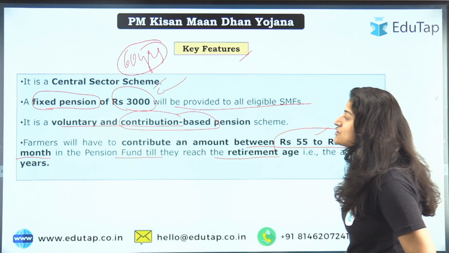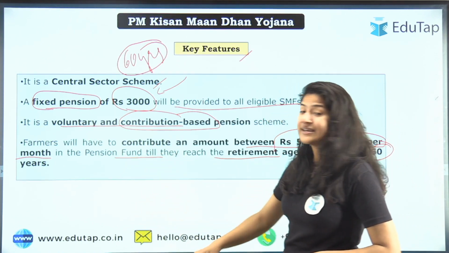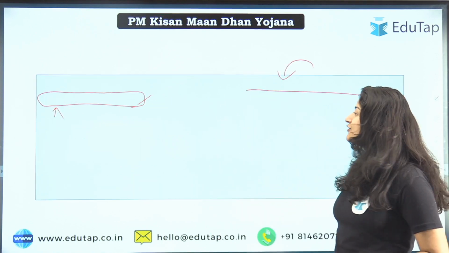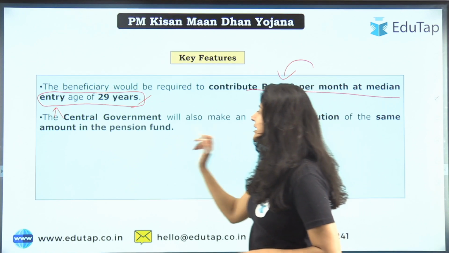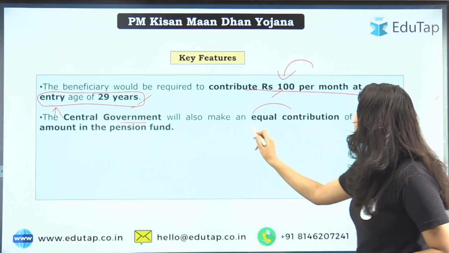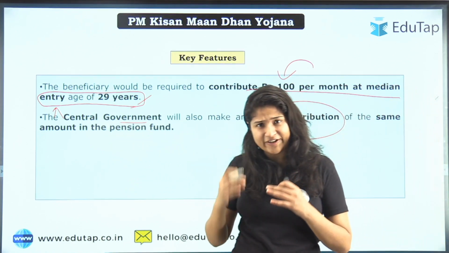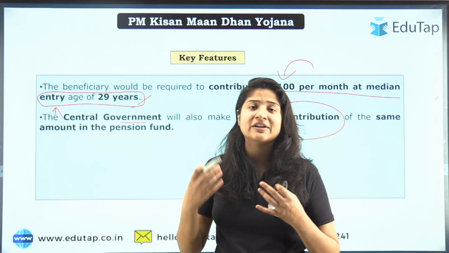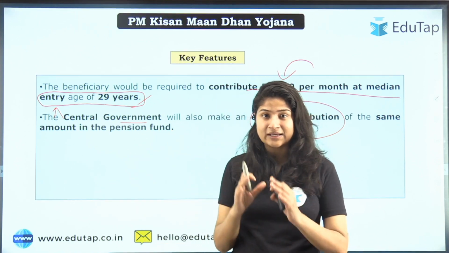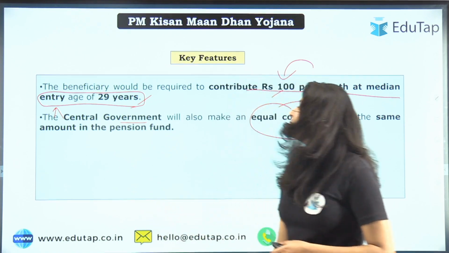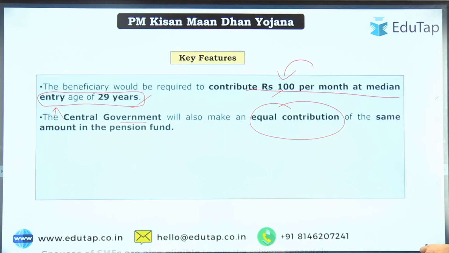But then the age was also 18 to 40 years, right, if you remember. But now herein, for 39, it's 100. Then central government will also make an equal contribution. So whatever every month the farmer is paying, the government will add the equal amount to it. That would make the sum more, right? So herein central government makes an equal amount.